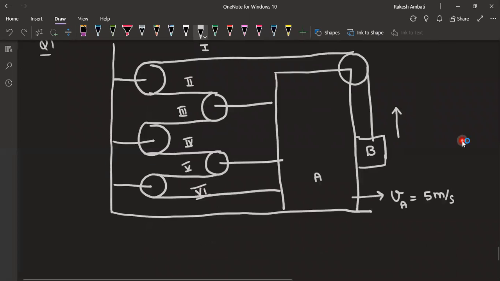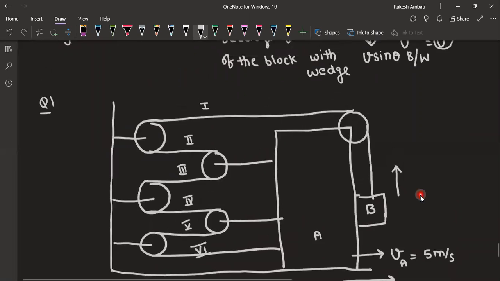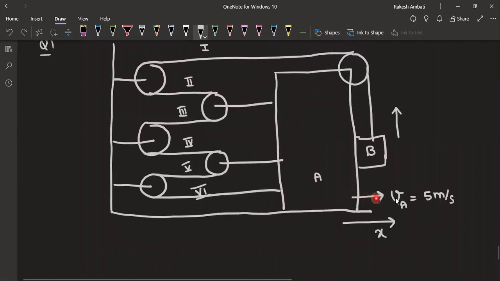Totally we have 6 segments. Just imagine that here this wedge A is moving rightwards through distance x. Because of the wedge A motion, we have x distance. That means here this VA is dx by dt. This velocity A is dx by dt. So dx by dt is nothing but VA.